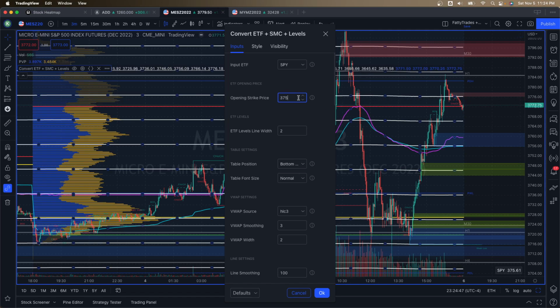So we can set this to 375. If we have a super volatile day and we go 8 levels above or 8 levels below, you will have to adjust this throughout the day, but for the most part 8 levels should be enough.